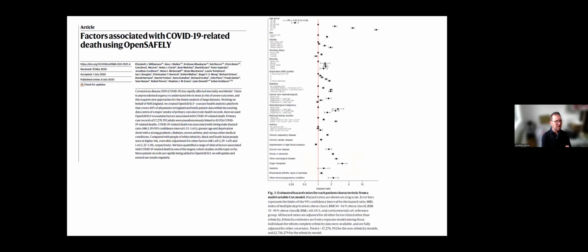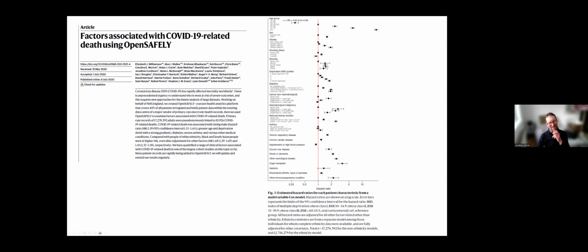OpenSAFELY was implemented extraordinarily quickly at the very earliest parts of the pandemic, and famously they published this paper in Nature. The paper was submitted in the middle of May 2020 and published online in Nature on the 8th of July 2020. And they were really the first people to document the most important factors associated with COVID-19 mortality in these analyses, which were done on just over 17 million people.